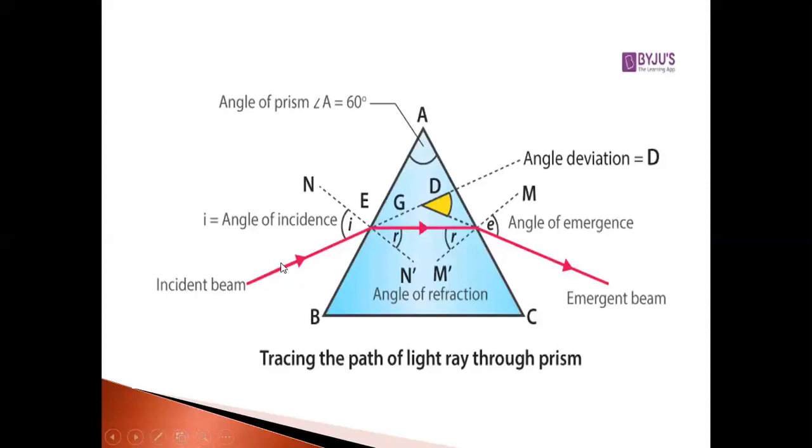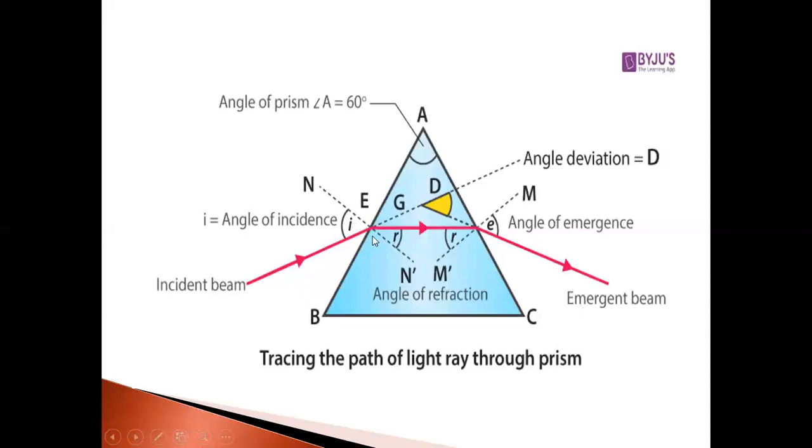This is the incident beam or incident ray. When the incident ray touches the glass prism surface, it enters and refracts inside the prism. This ray is called incident ray and this ray is called refracted ray. After refraction, this ray comes out from the glass prism in this direction and now this ray is called emergent ray. Emergent ray, incident ray, and this is refracted ray. Alright.